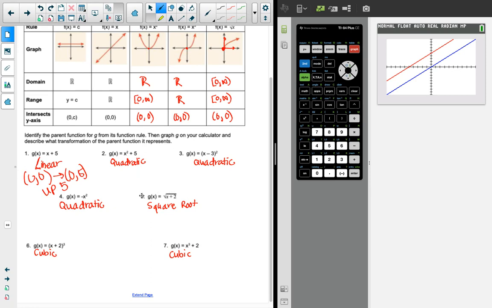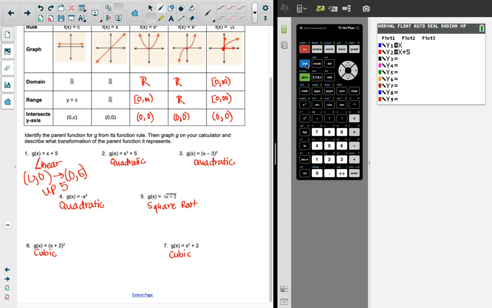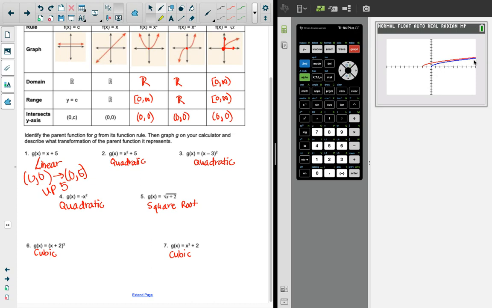All right, let's do the same thing with this square root function down here because that's the only one that they have there. So let's graph the parent function, square root of x. Go back to your y equals menu. Second, square root of x. And then we're going to graph the g of x, square root of x plus 2. All right, and we'll graph. Okay, so the original here is the blue. The new transformed one is red.